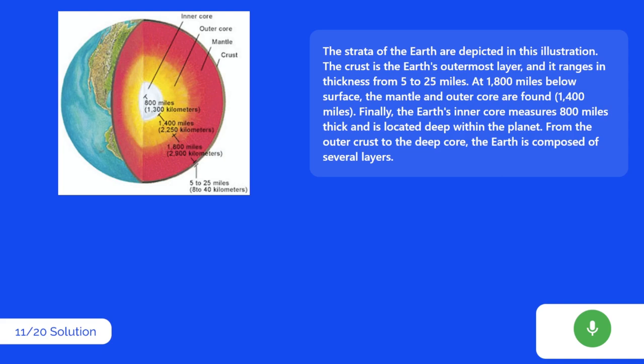Finally, the Earth's inner core measures 800 miles thick and is located deep within the planet. From the outer crust to the deep core, the Earth is composed of several layers.